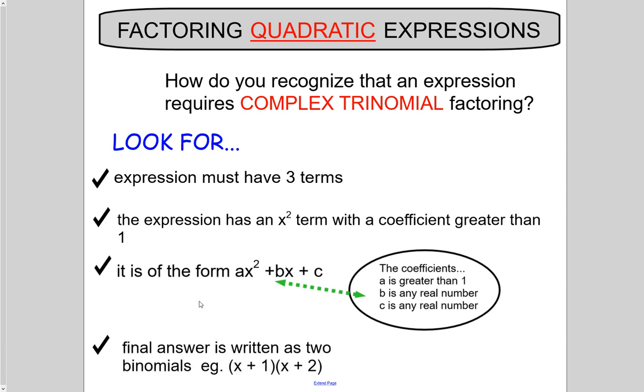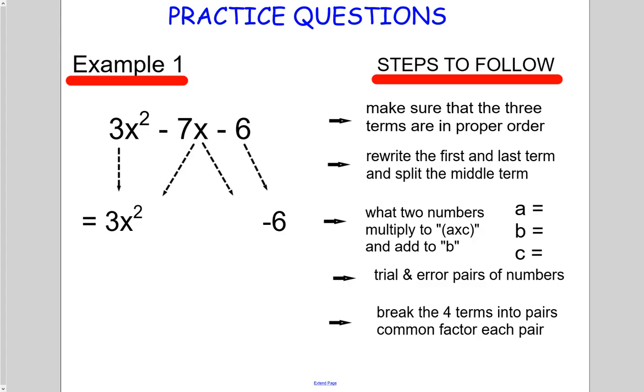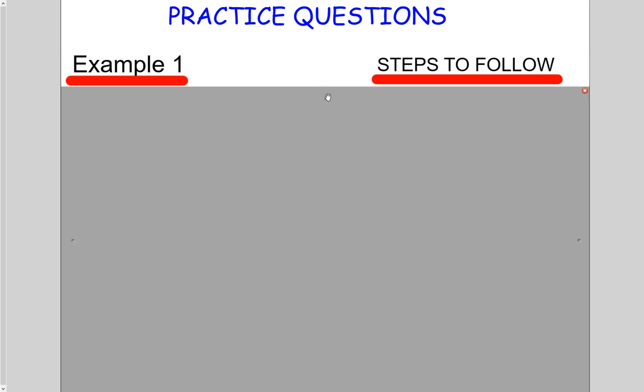And last, our final answer is going to be written again as two binomials, as you've seen before. But we're going to have something in front of the x in one of these binomials this time. So very similar to a simple trinomial, but there's a bit more work we have to do in getting this to work for us. So here we go. We're going to have a look at an example and some steps to follow.